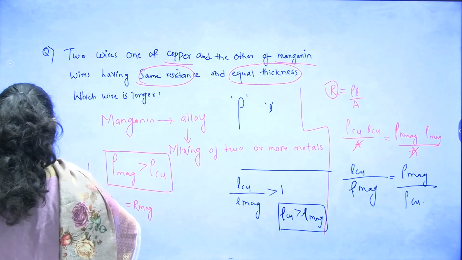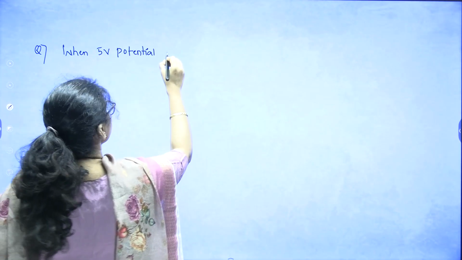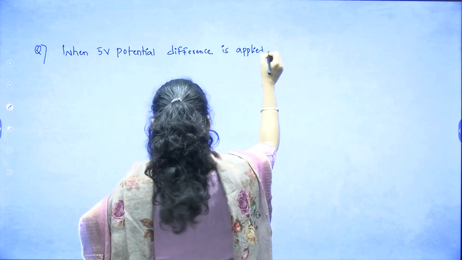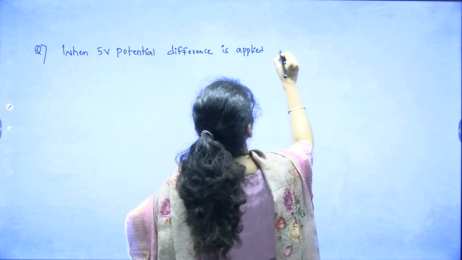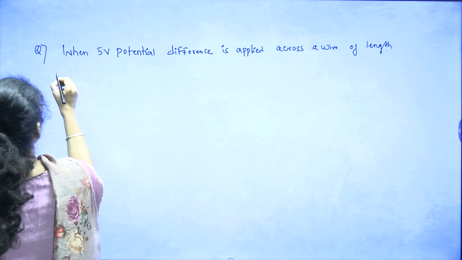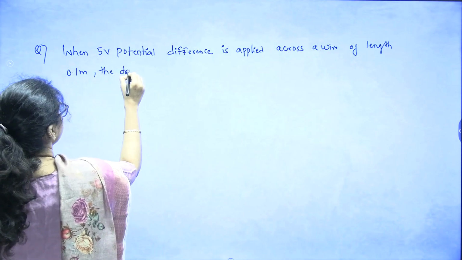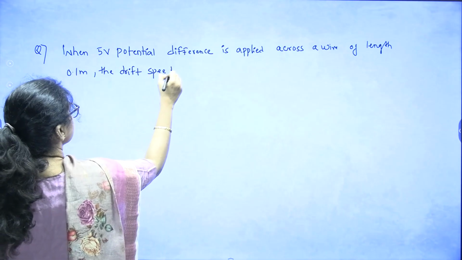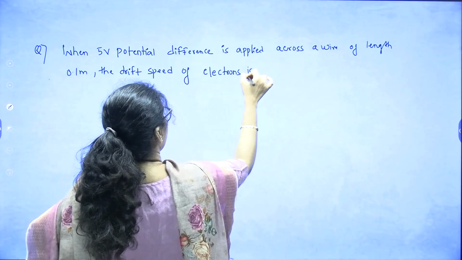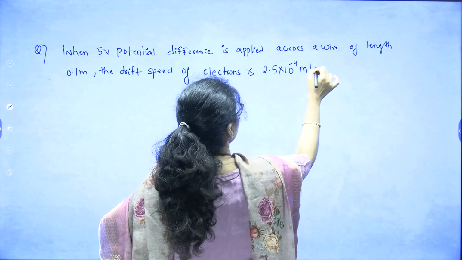Write the question. When 5 volts potential difference is applied across a wire of length 0.1 meter, the drift speed of electrons is 2.5 into 10 power minus 4 meter per second.